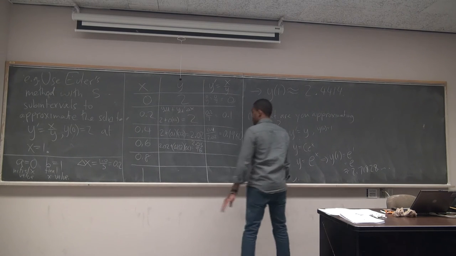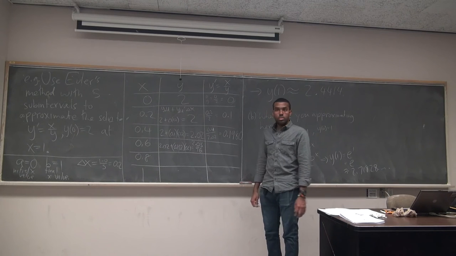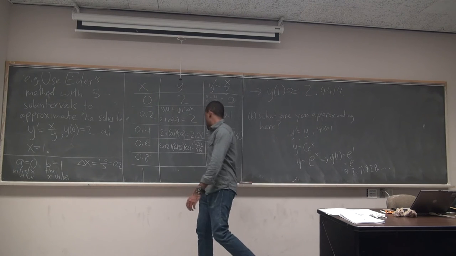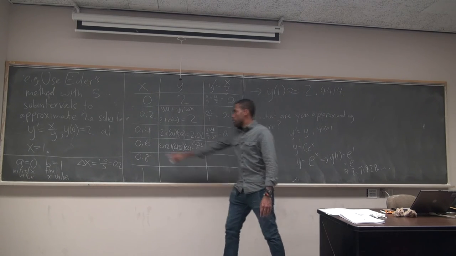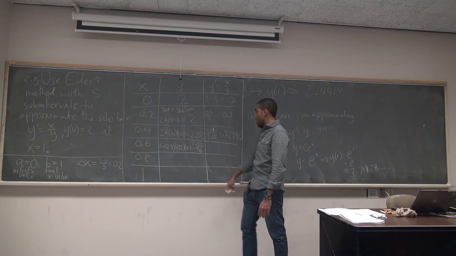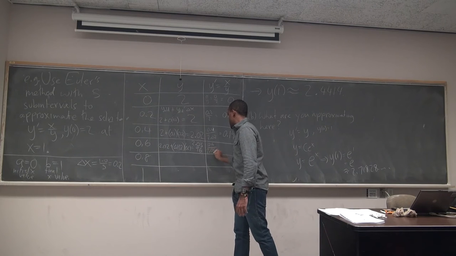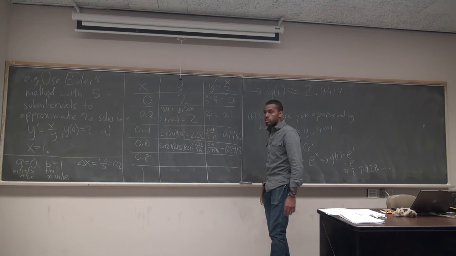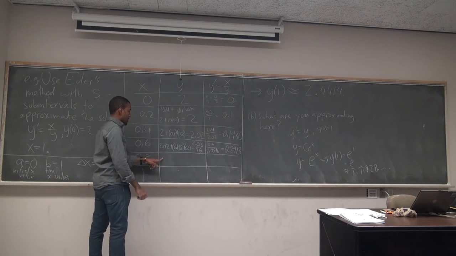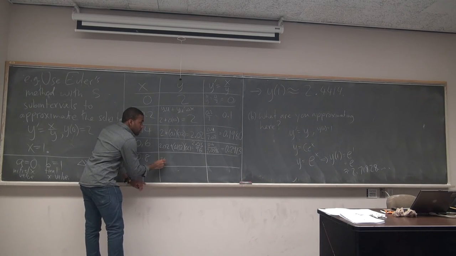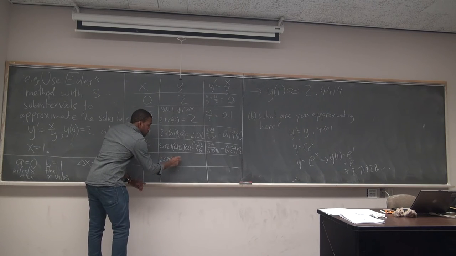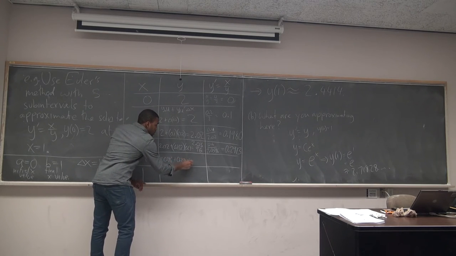Everyone get that? I got 2.416, but I made some errors. You got this one? Yeah. Okay, so what is my y prime? It's going to be 0.6 over that, because that's almost my formula, x divided by y. 0.6 over 2.0596. What do I get? 0.2913. Repeat. What do I write here? 2.0596 times 0.2. What do I get?